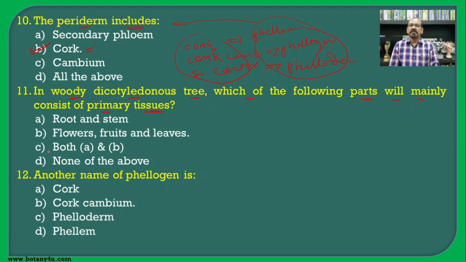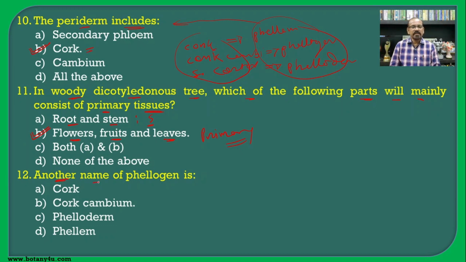In woody dicotyledonous trees, which of the following parts will mainly consist of primary tissues? If you see the trees, after a few days of growth, there is a development of the secondary tissues in the stem as well as the root, and hence the root and the stem in the woody dicotyledons always possess the secondary tissues. But if you see the flowers, fruits or the leaves, they always contain primary tissue, as they do not carry out secondary growth, and hence it becomes the answer for this question.